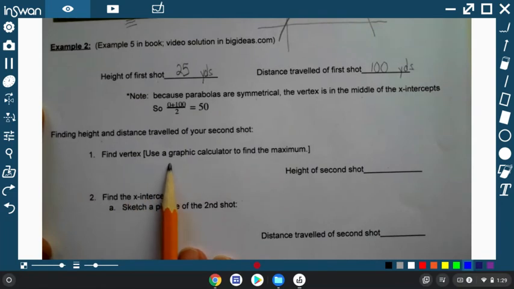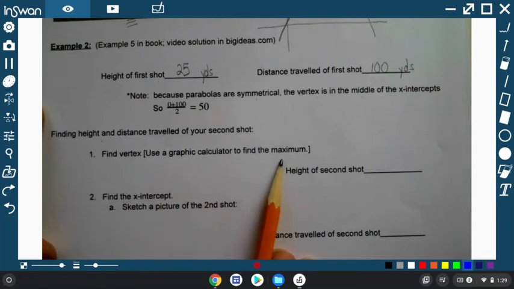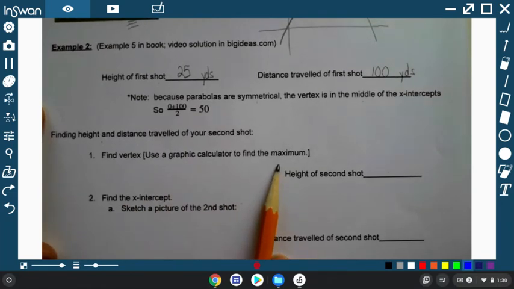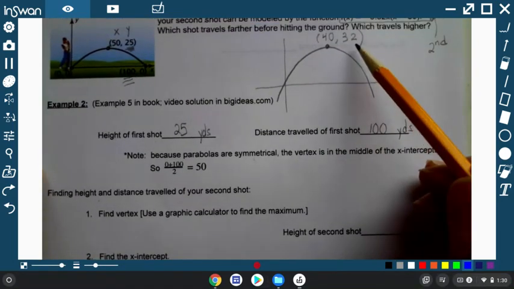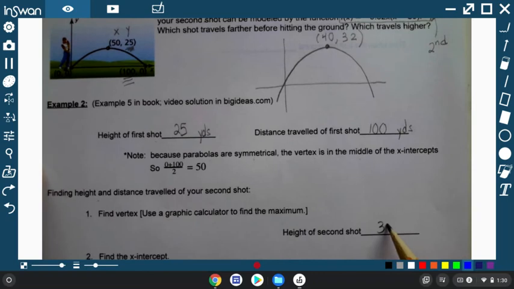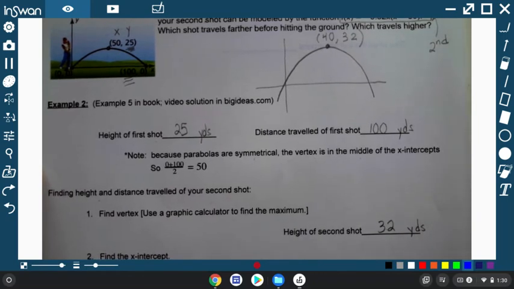It says find the vertex using a graphing calculator for that max. So that's why I use Desmos.com. The height of the second shot is how high. Remember, the y tells you how high, so that is 32 yards. And sketch the picture.